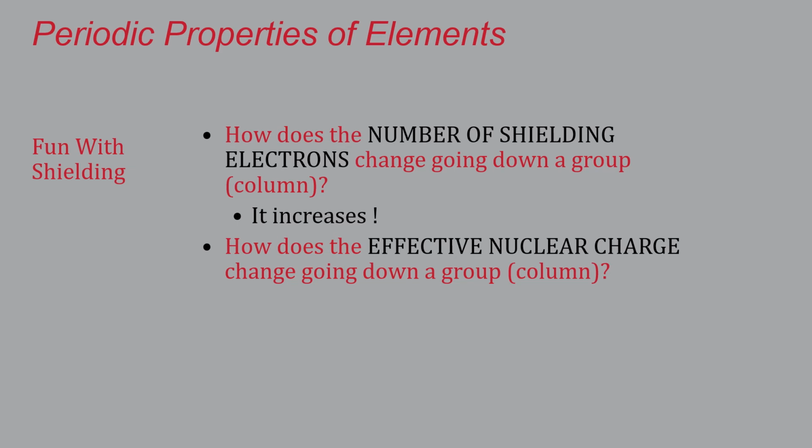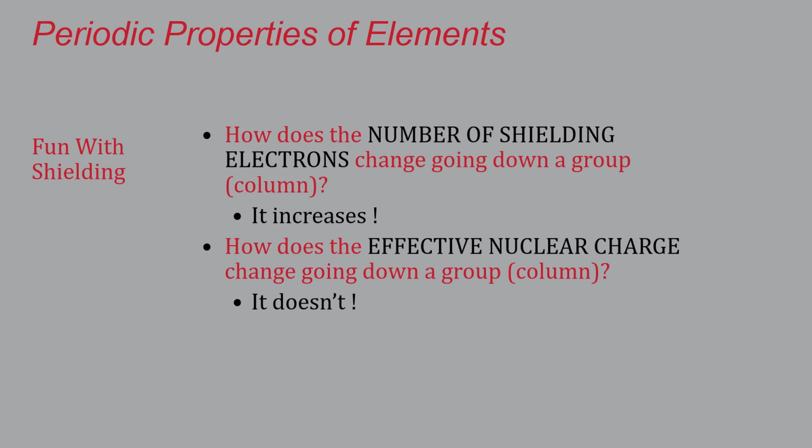And hopefully you came to the conclusion that that actually remains constant. So the idea is that yes, each time you go from one group to another, you are adding an entire new shell of shielding electrons, but you're also adding an equal number of protons. So in the end, the difference remains constant. So everything in the same group has the same effective nuclear charge. Also an important thing to take into account.